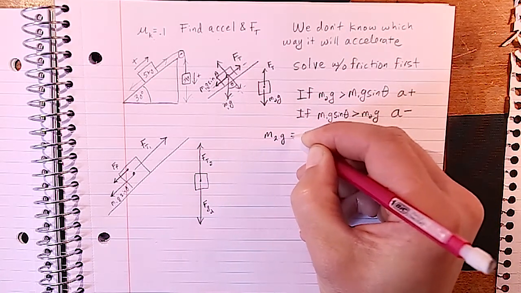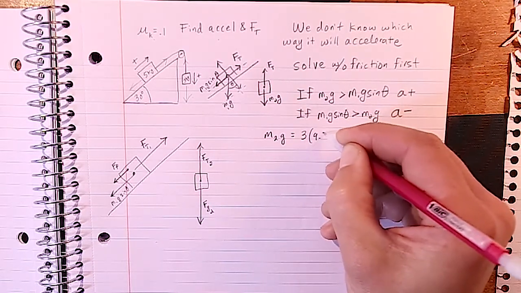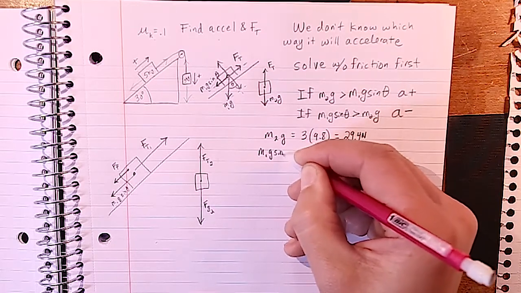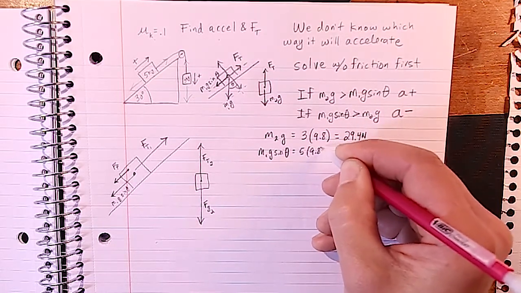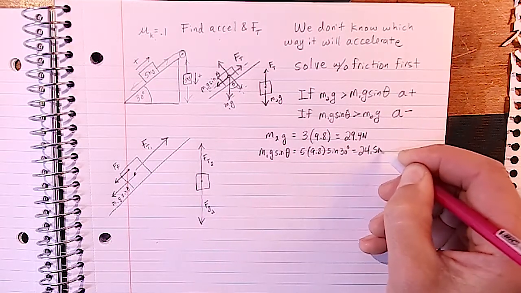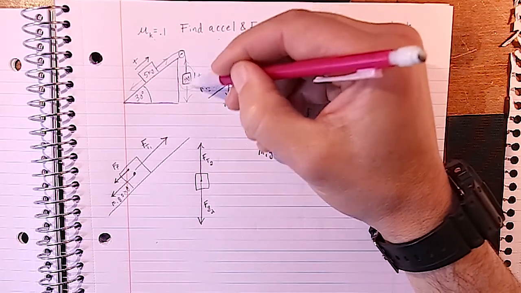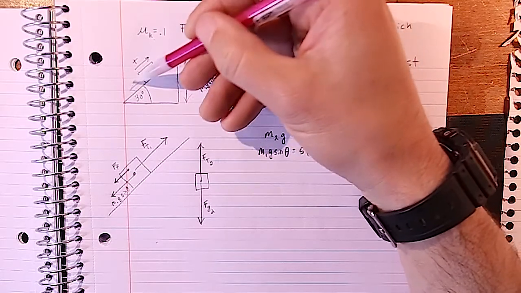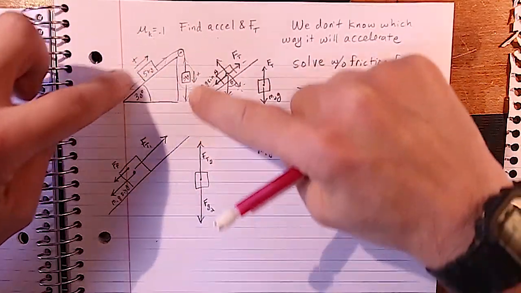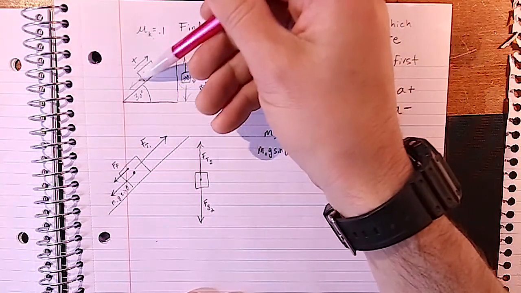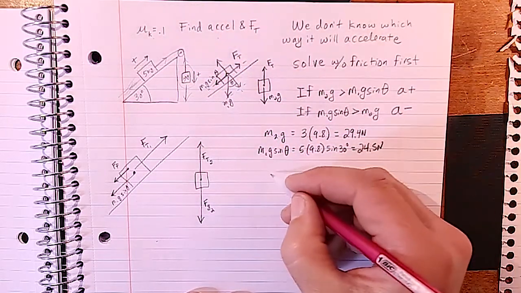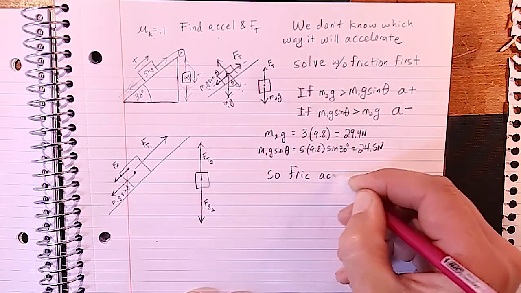So we can say m2g is equal to 3 times 9.8, which is equal to 29.4 newtons. And m1g sine theta, that's going to be 5 times 9.8 times sine 30. And the value for that comes out to 24.5. So what does this tell us? It tells us that this force acting down is larger than the component force of gravity acting this way. So the system will accelerate like this. Now, why do we need to know that? Because that tells us that friction is acting in this direction. Now we know what sign friction is going to be in our net force equation. So friction acts down the plane.